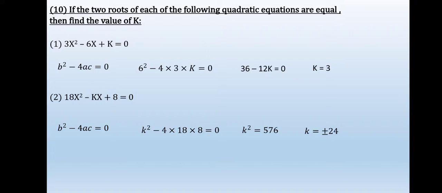Number 2, 18x² − kx + 8 = 0. Using the discriminant, b² − 4ac equals 0 because the roots are equal. After replacement, we get k² − 4 × 18 × 8 = 0. Then k² equals 576, since the negative moves to the other side, so k² = 576, which is positive. We want k, so we take the square root of 576, which equals positive or negative 24.